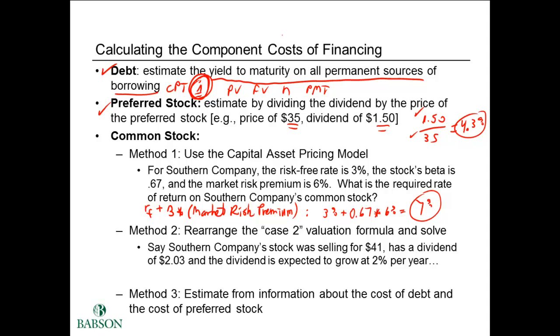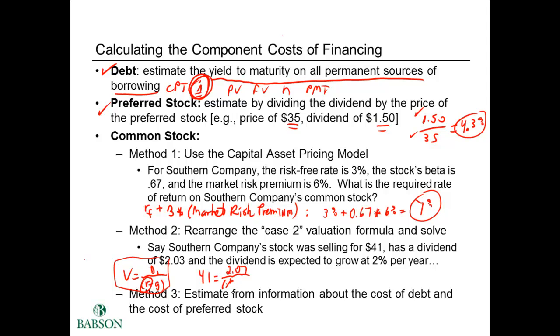There are a couple other methods that can be employed to estimate the cost of common stock. One we've already seen in the case 2: if we take the dividend divided by R minus G and solve for the value, we have this formula. Well, why don't we just take the numbers and solve for R? We can rearrange. So for example, let's say the stock was selling for about $41, and I know next year's dividend is expected to be $2.07, I think we had.